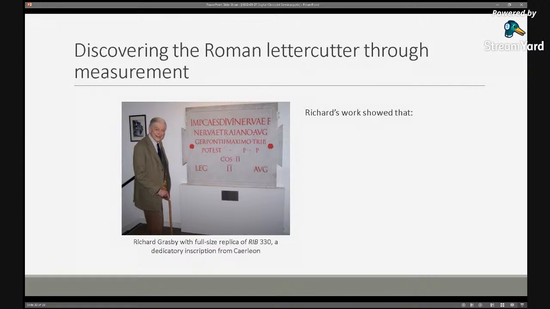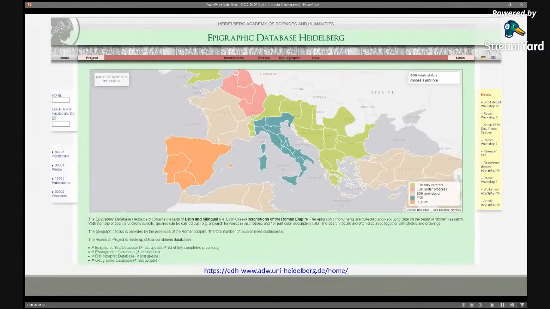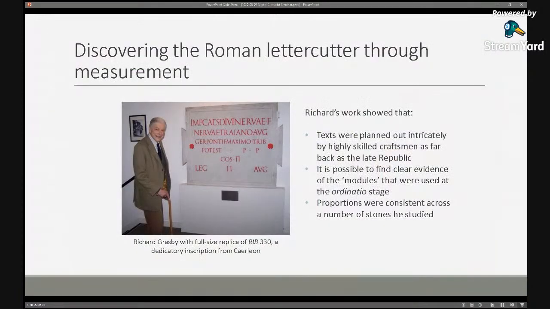And the fact that they were consistent across a number of stones led him to believe that there were standardized modules that were used to create some kinds of inscriptions. And obviously this isn't the case everywhere. There are plenty of examples of inscriptions that don't seem to show any planning at all, but he was very interested in trying to work out, where it was possible to do so, what those modules were.